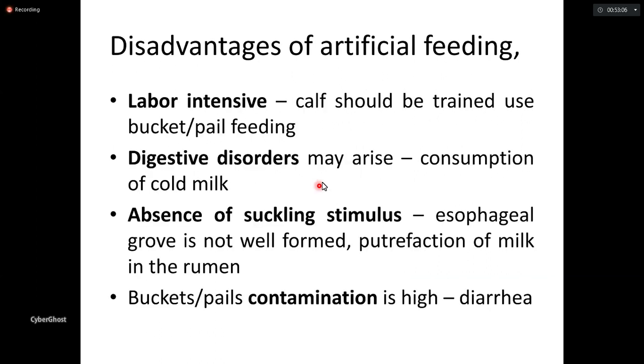So what are the disadvantages under those circumstances, right? It is very labor intensive, right? Individually we have to feed the young animals, right? So it is very labor intensive. And sometimes what happens is there are issues with the digestive system. If they are drinking milk from their mom, right, the milk temperature is the body temperature of their mom.